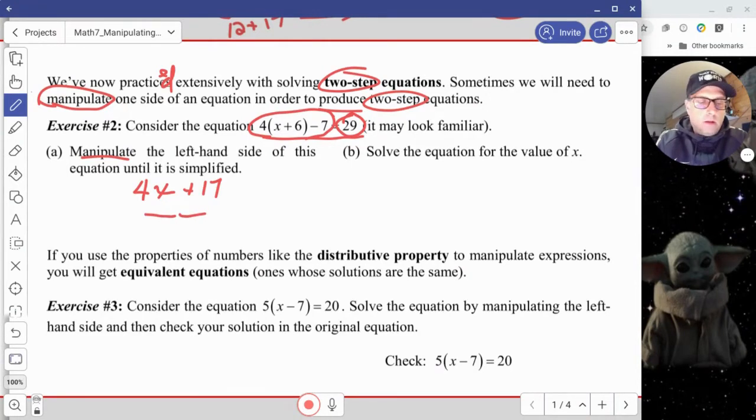Okay. B, solve the equation. All right, now remember, this is not an equation because it doesn't have an equals. That's just the left side of the equation. Well, let's solve the whole equation. So 4x plus 17 equaling 29.